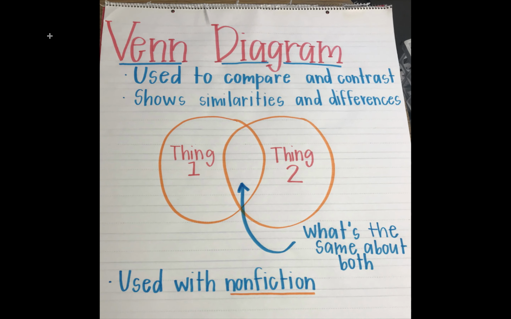Okay, so we use Venn diagrams often as a visual, right? Compare, contrast, what's similar, what's different. So if you're reading and you're thinking, wow, I could really easily make a Venn diagram right now, it's probably compare and contrast text structure.